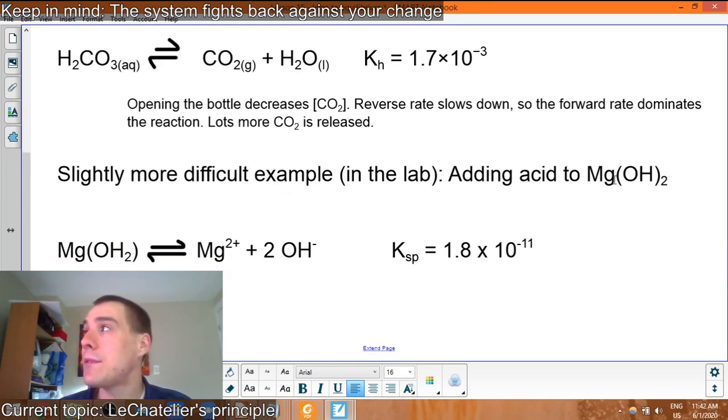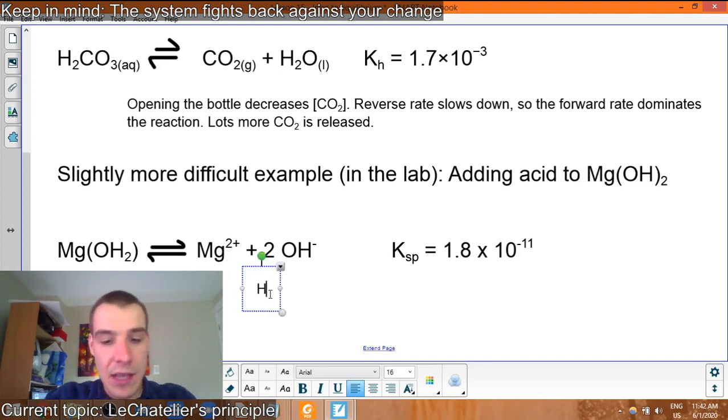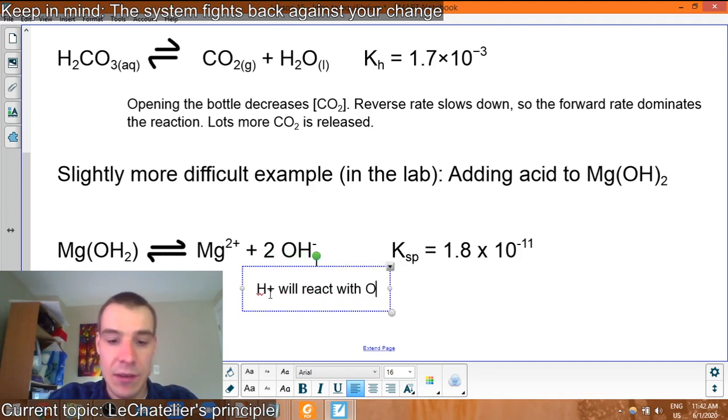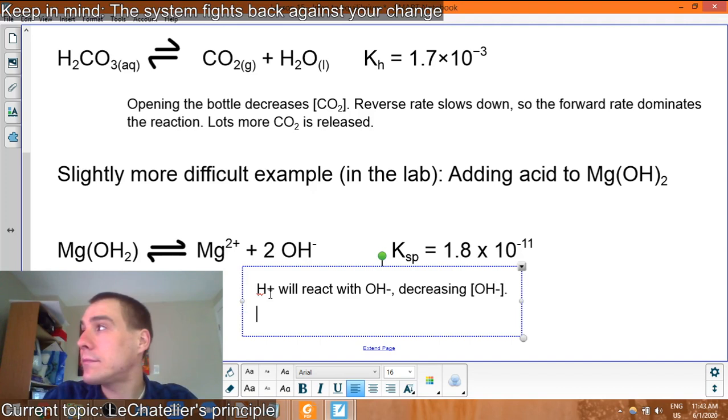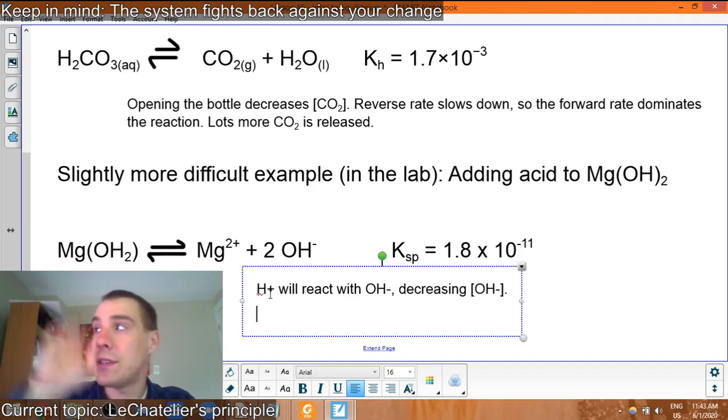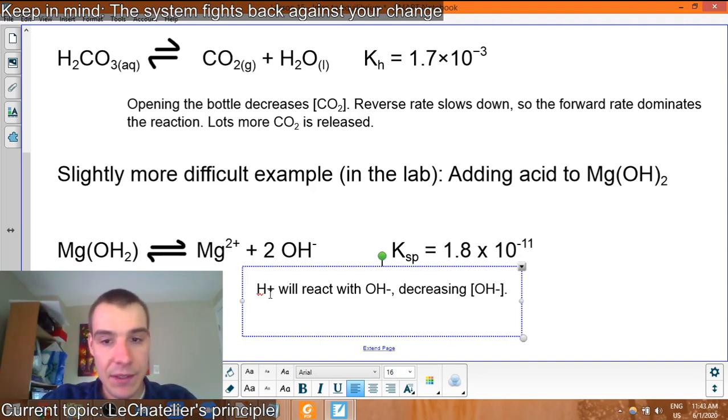Another interesting example is if you add acid to some magnesium hydroxide, the acid, the H+, will react with the OH-, right? The H+ will react with the OH-, decreasing the concentration of OH-, right? Decreasing the concentration of OH-. And that pushes the equilibrium forwards, right?